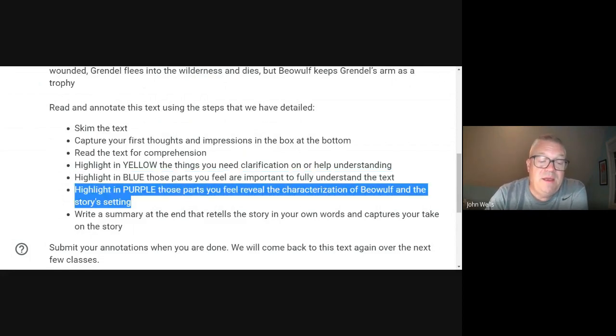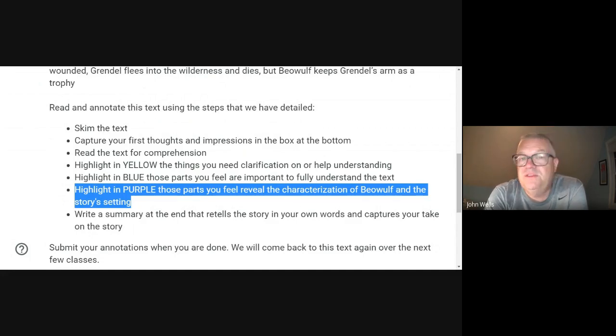The last step then, or the next to last step, will be to use the purple highlighter, and that will be to highlight the things that you feel reveal the characterization of Beowulf, right? And then the setting of the story. We are looking for the person and who he is and what he is and what we know about him and what his motivations are, and his character traits and those kinds of things.